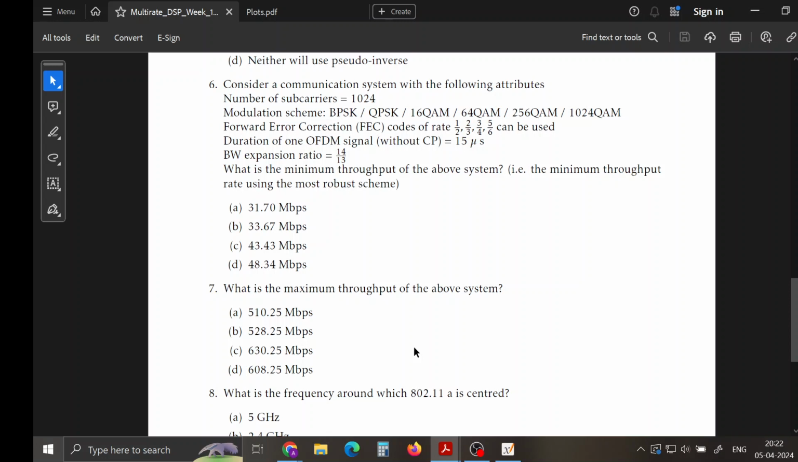And similarly for the code rate, you now have to go with the code with the higher code rate, because you want the throughput to be maximum. The k by n ratio, the fraction of message symbols, you want to be high in order to maximize your throughput performance. So that's why you choose the code with the maximum code rate, which is 5 by 6, and for the modulation scheme you choose 1024 QAM.